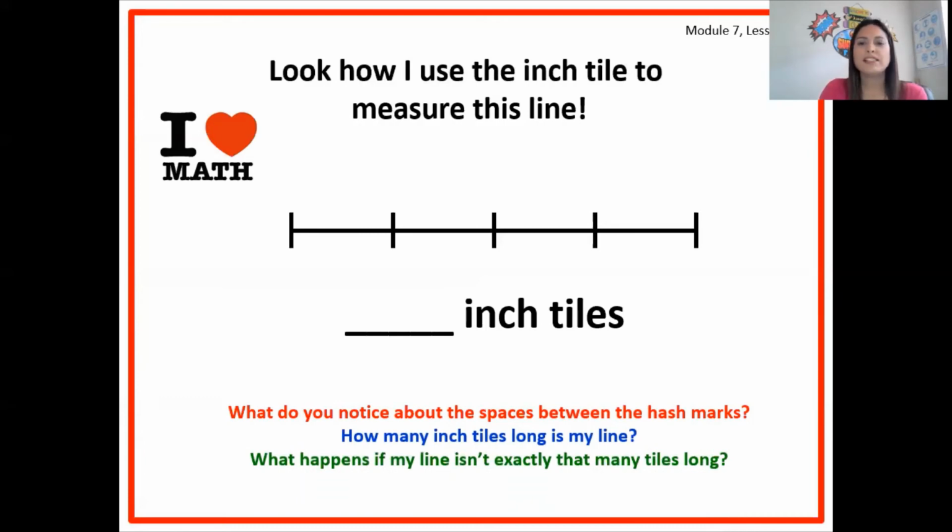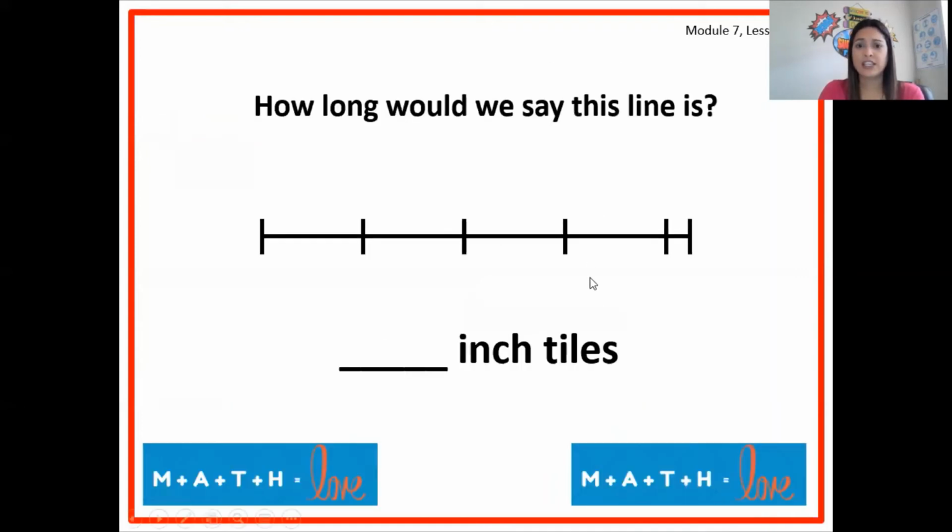Now, what happens if my line isn't exactly that many tiles long? What do we do? So imagine, look at this next slide. How long would you say that this line is? If you can see, where my line ended, my tile ended a little bit before that. So is it still 4 inch tiles or is it not? What do you think?